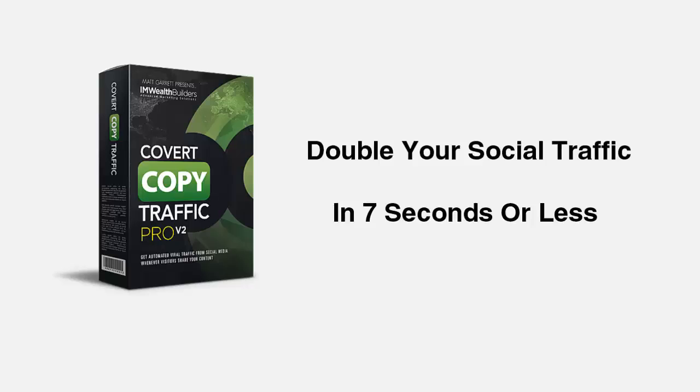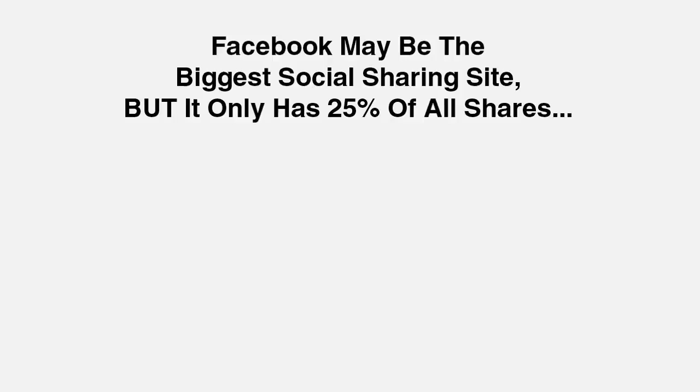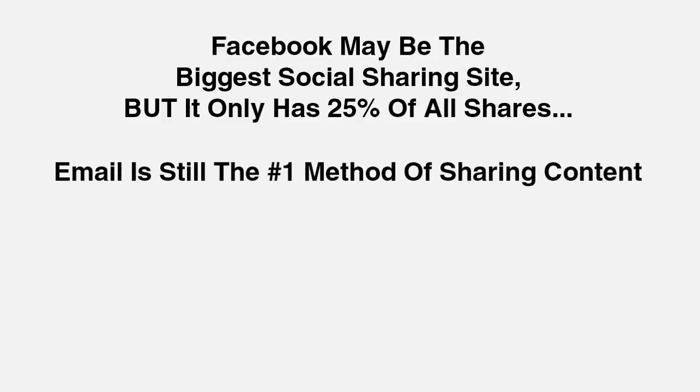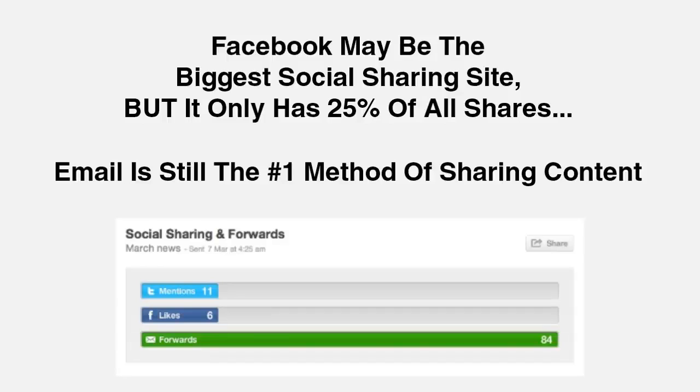In this short demo video, I want to show you how you can double your social traffic in 7 seconds or less. Facebook may be the biggest social sharing site, but it only has 25% of all shares that happen. Email is actually still the #1 method of sharing content online. Here's an example of the statistics from just one of our own campaigns. And it's easy to see the shares from email far outweigh those from Facebook or Twitter.